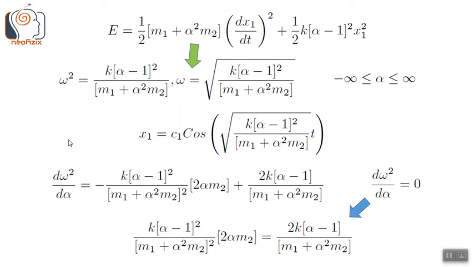Let us now differentiate this omega squared function with respect to alpha. We get d omega squared by d alpha as this equation. Let us equate that to 0 in order to find the maxima or minima of this omega squared. Then we get k (alpha minus 1) squared by (m1 plus alpha squared m2) whole squared times 2 alpha m2 is equal to 2k (alpha minus 1) divided by (m1 plus alpha squared m2).